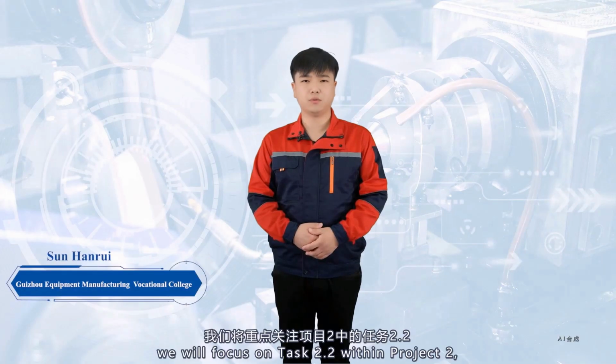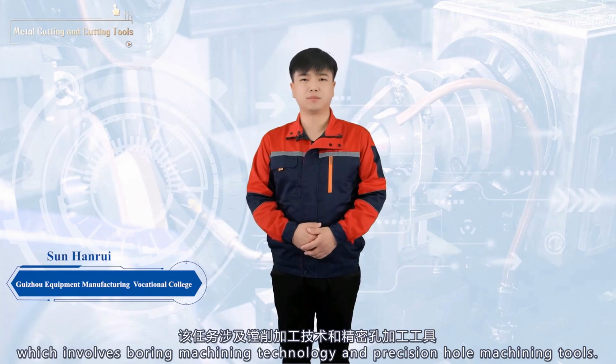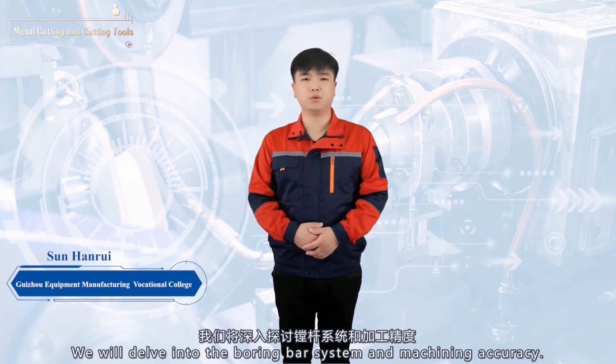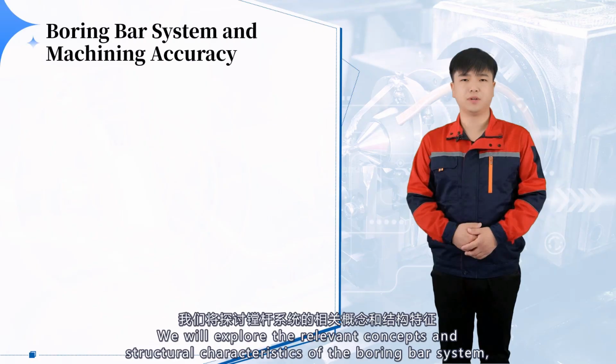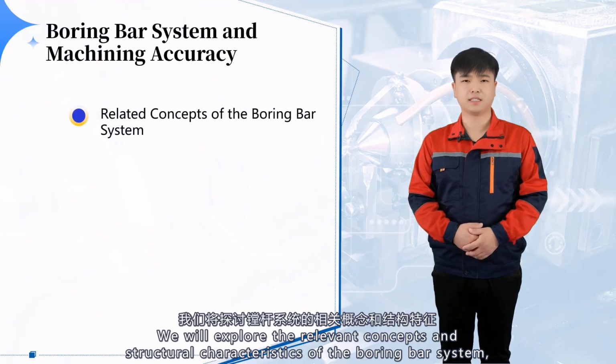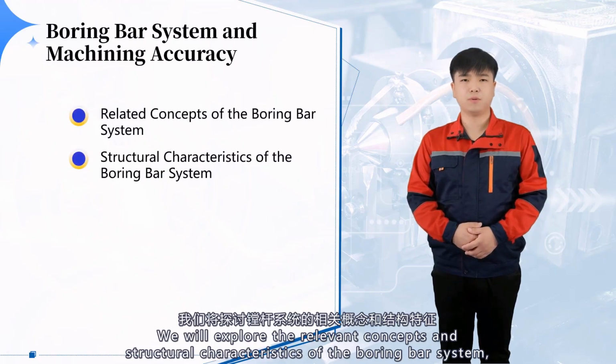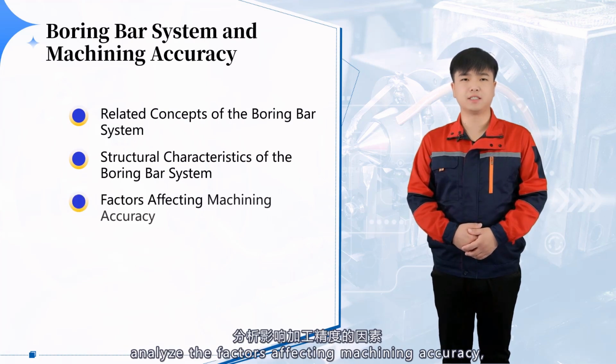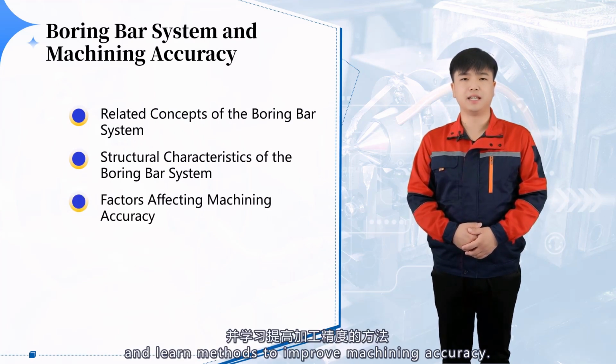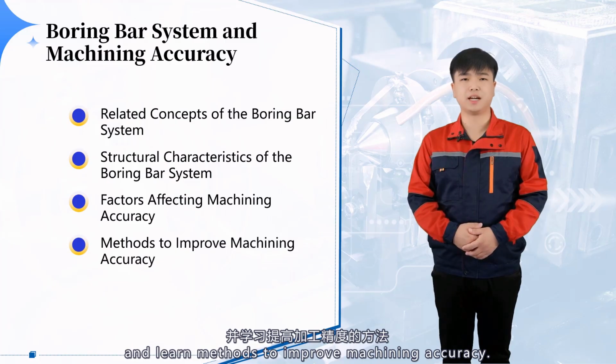In this lesson, we will focus on Task 2.2 within Project 2, which involves boring machining technology and precision hole machining tools. We will delve into the boring bar system and machining accuracy. We will explore the relevant concepts and the structural characteristics of the boring bar system, analyze the factors affecting machining accuracy, and learn methods to improve machining accuracy.